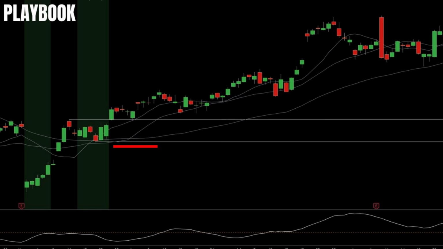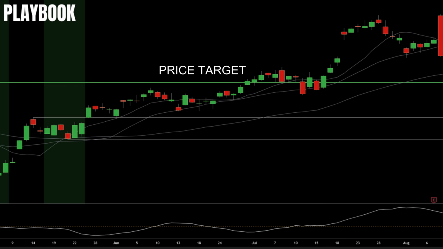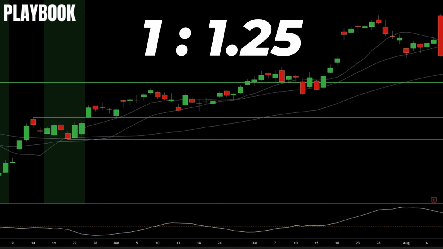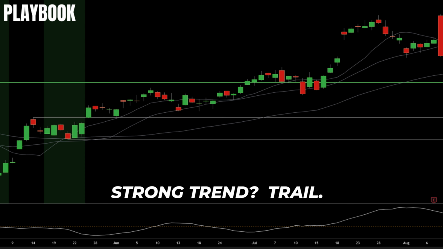The initial price target is the height of the box multiplied by 1.5, and that's projected in the direction of the breakout. Now, if you are more conservative, just aim for a risk-reward ratio of 1 to 1.25. So for every dollar you risk, you're looking to make $1.25. If the price trend continues, trail the stop with one of the moving averages.